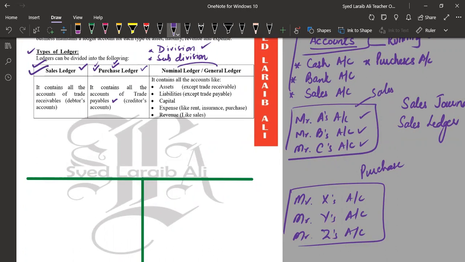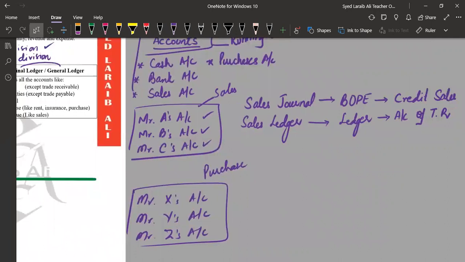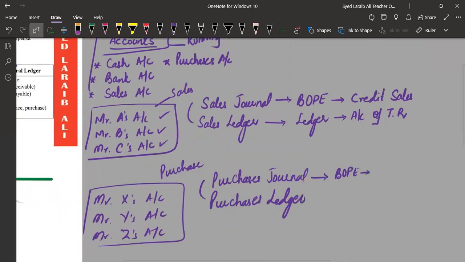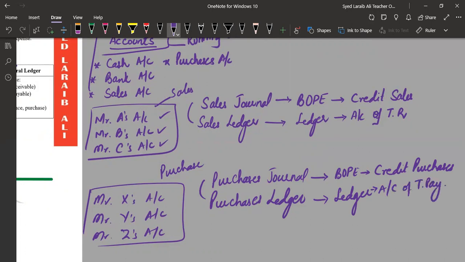So please remember that sales ledger is used to prepare all the trade receivables accounts, and the purchase ledger is used for all the credit suppliers or trade payables accounts. Again, there is a difference between purchases journal and purchases ledger. Guys, if you have not watched my previous lectures, you may not be able to differentiate between the sales ledger and sales journal and purchase ledger. So please, you need to watch the previous lecture as well. Anyways, let's move on. So again, purchase journal is a book of prime entry in which a business records credit purchases. Purchase ledger itself is a ledger in which the business records all the accounts of trade payables, the credit suppliers.